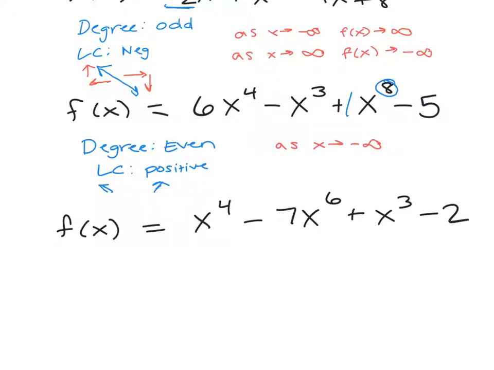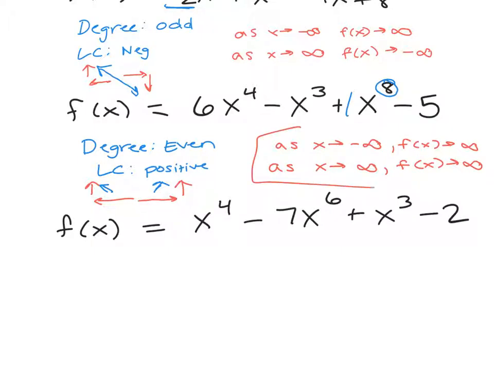As x approaches negative infinity, so that's to the left, what's happening? I'm going up. So I'm going towards positive infinity. And then as x approaches positive infinity, so that's to the right, I'm also going up. So that's also positive infinity. So there is my end behavior statement.